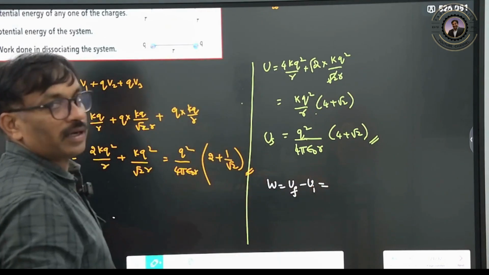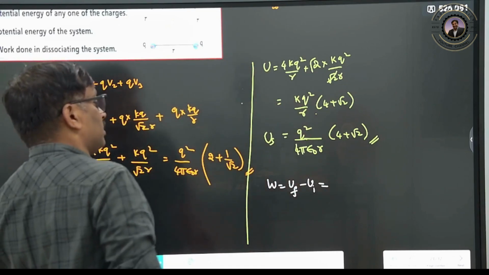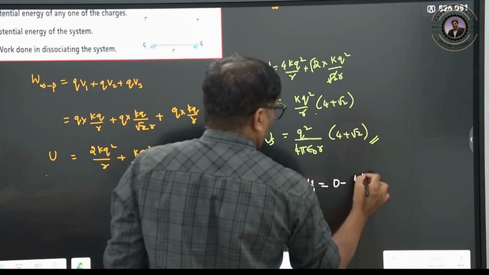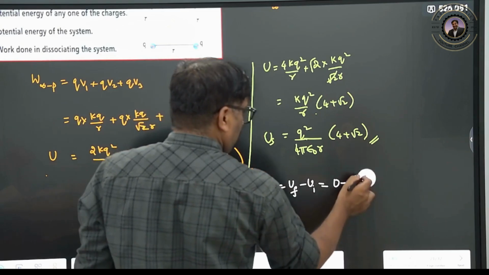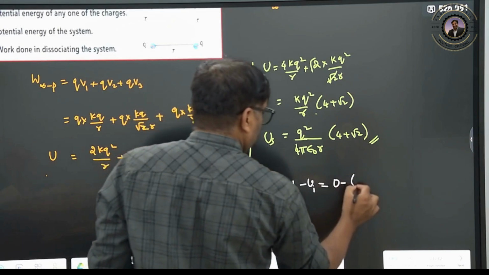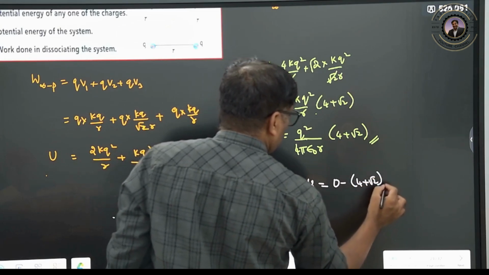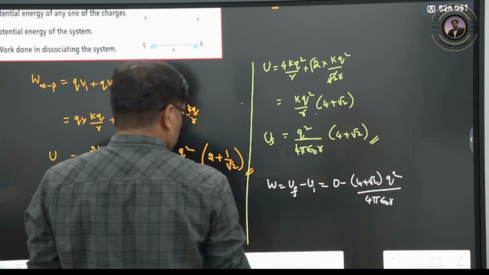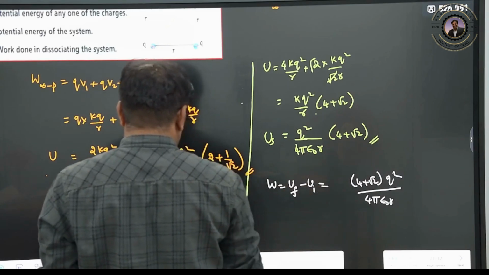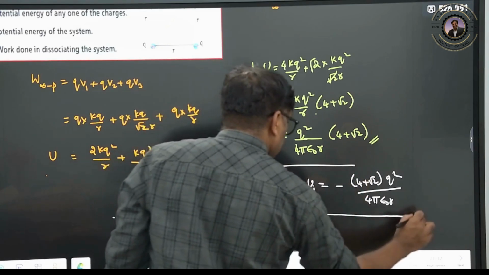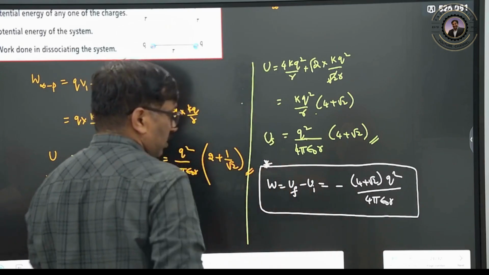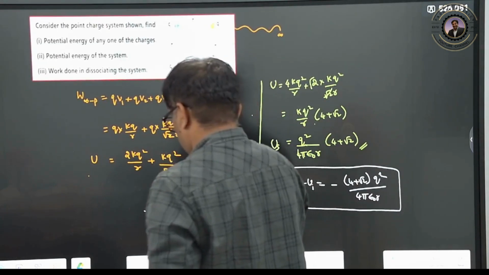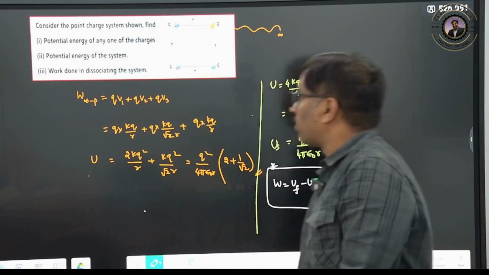Finally, what is happening? They went to infinity, and at infinity the potential energy was 0. Initial was how much now? This one, 4 plus root 2. Therefore it is 4 plus root 2 into q square by 4 pi epsilon naught into r, with a minus sign. This much amount of work is done to dissociate this. Clear? So you can solve problems like this.